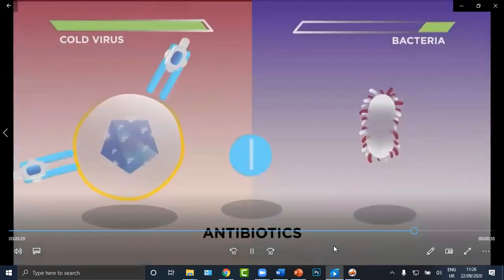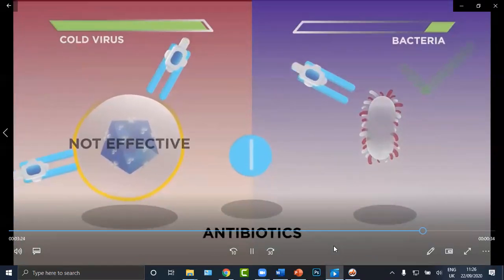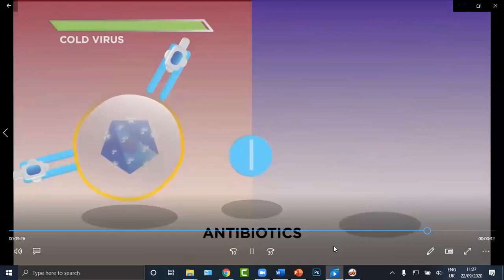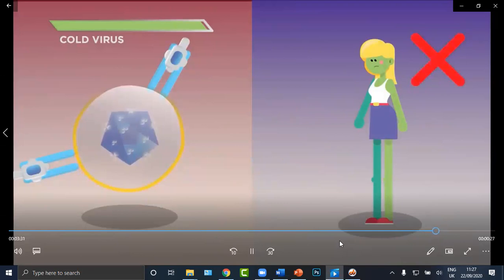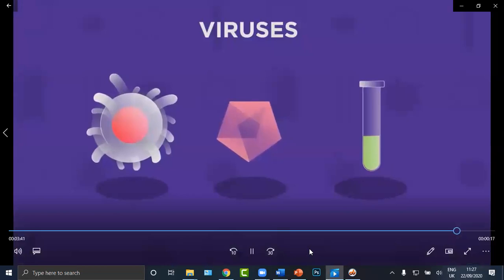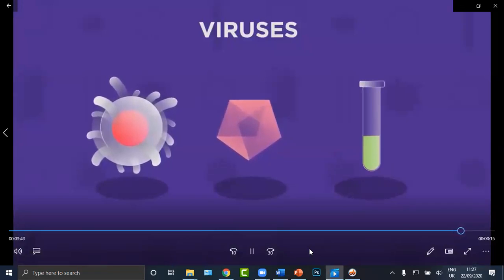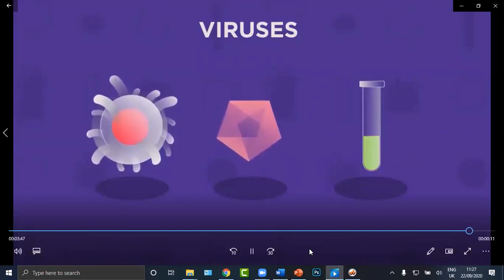Did you know that antibiotics do not work for viruses? They are only for bacterial infections. If you have a cold or flu, you shouldn't be taking antibiotics. They won't make any difference. There are some antiviral drugs that have been developed, such as the one that dramatically prolongs the life of people affected by HIV. So there we have viruses. They're incredibly simple organisms, but are extremely effective at causing infection.